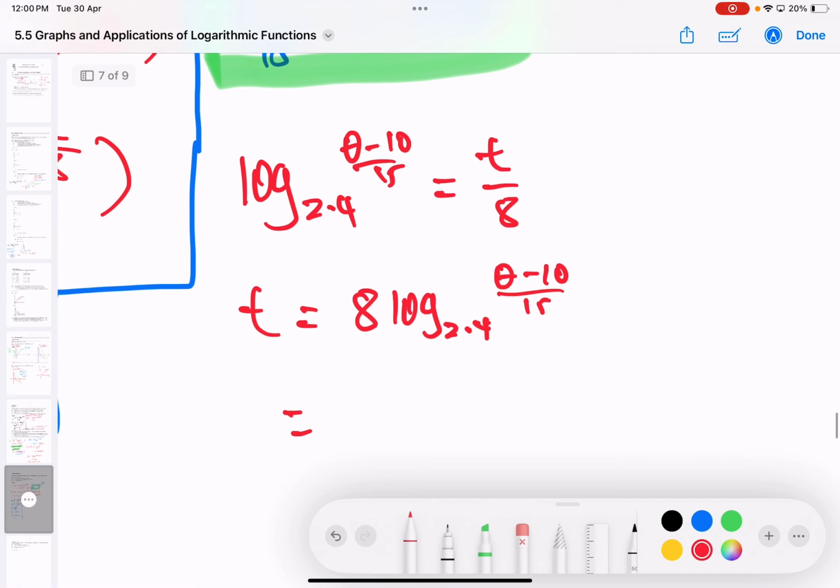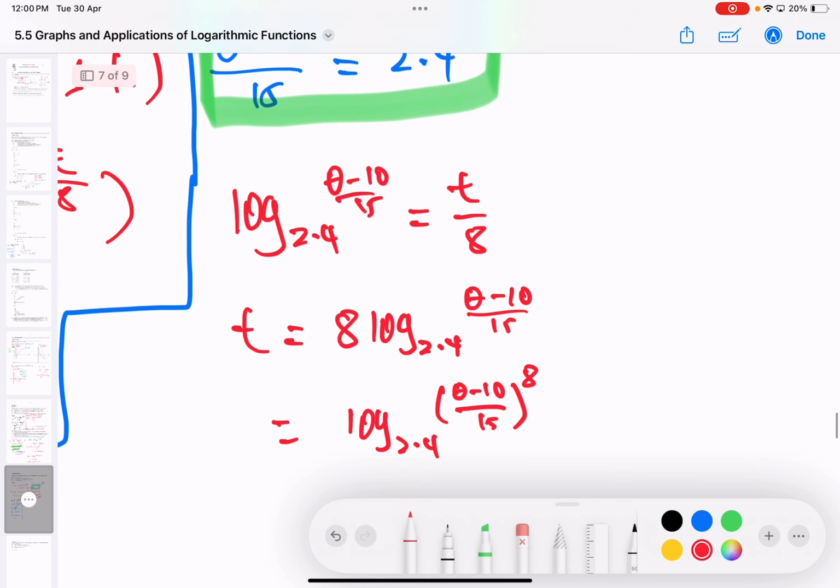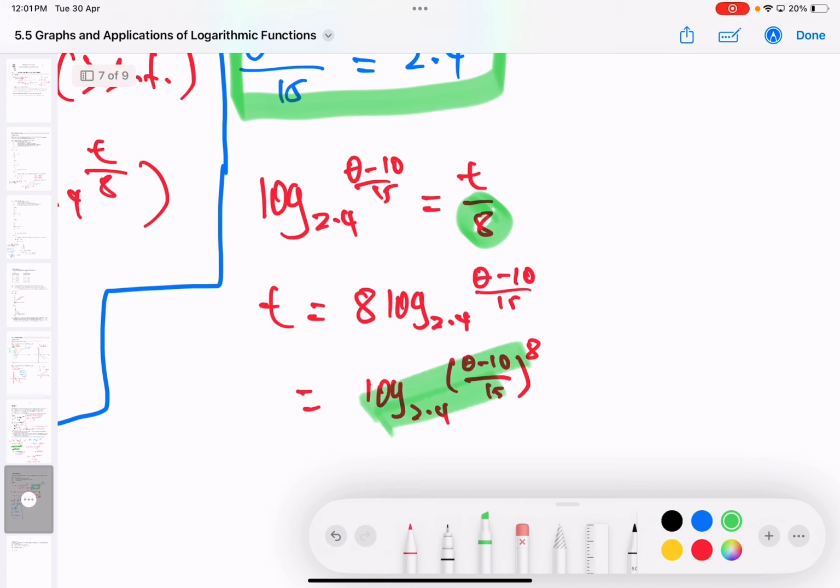Or you can bring the 8 up: log base 2.4 of theta minus 10 over 15, to the power of 8. Because where does the 8 come from? You can cross multiply, you see this divide by 8. If you want to make t the subject, you multiply both sides by 8. So you can leave an answer like this. This is how you express t in log form. Like I said, logarithms is not easy, I understand, but once you get the hang of it, I think you should be okay with it.